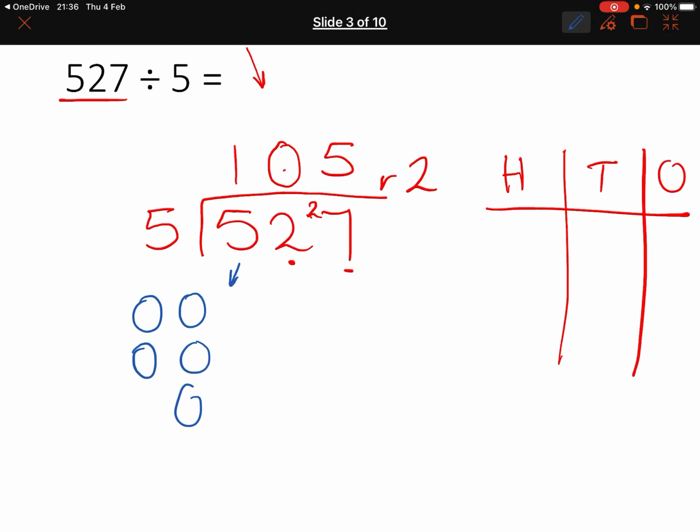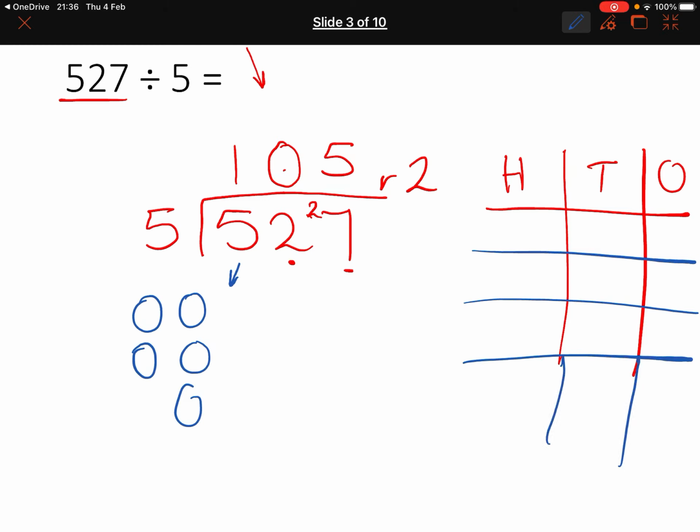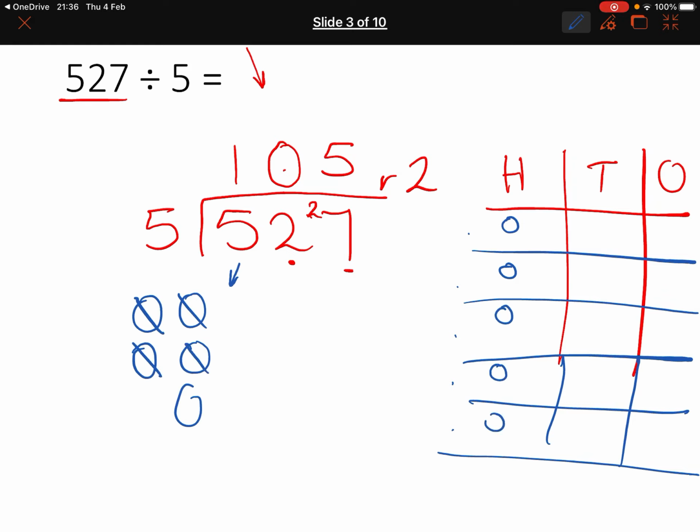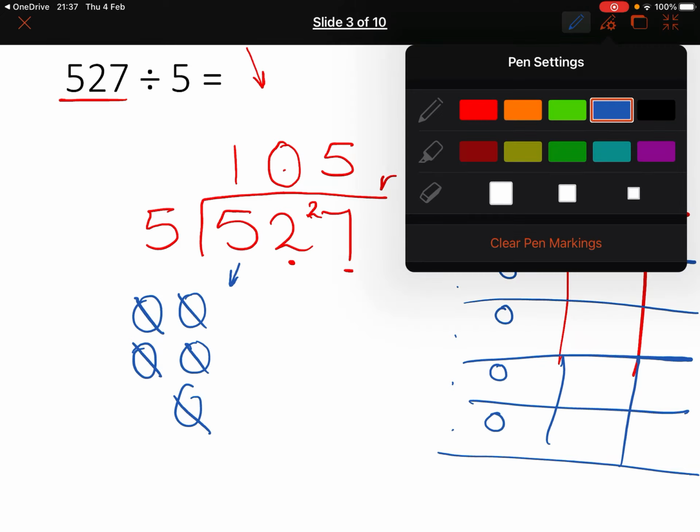Remember, I'm splitting this into 5 groups. 1, 2, 3, 4, 5 in the bottom. So can I fit each one of these dots? I can fit this one here. I can fit this one here. I can fit this one here. Remember, they all have to have the same amount, because it's 5 equal groups. So I've done my 5s.